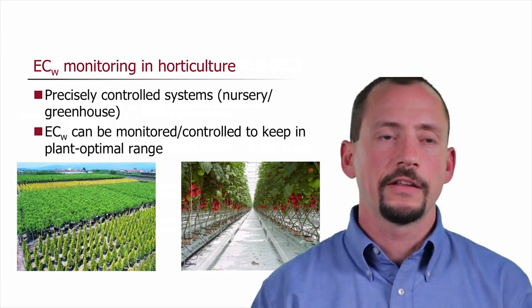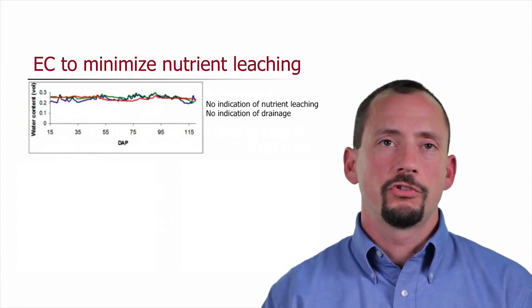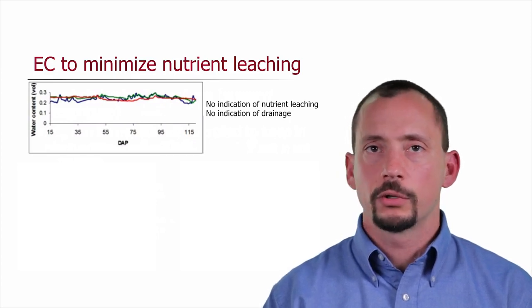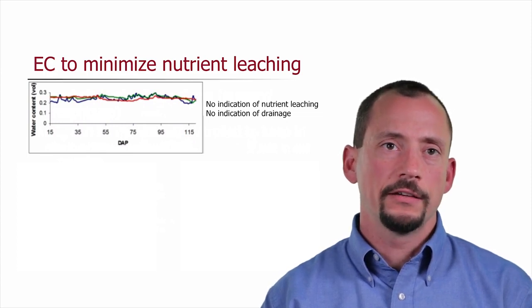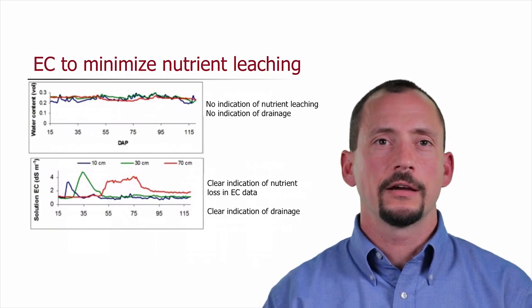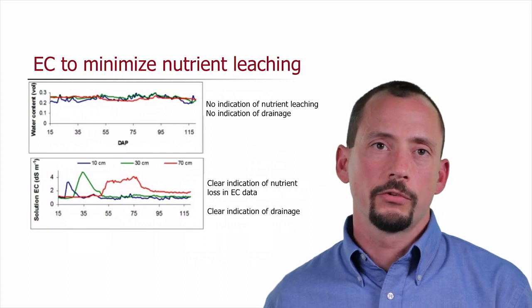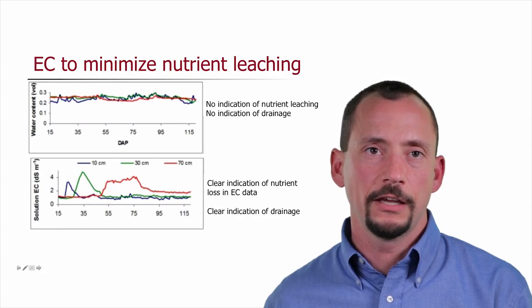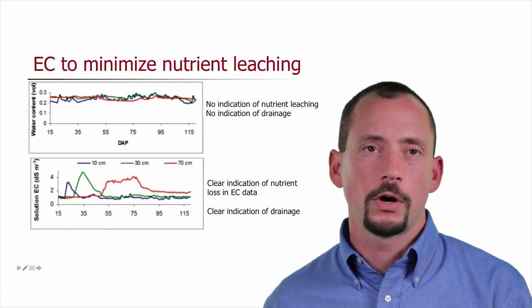So getting back to this data set that I showed you earlier, if in this case you were just measuring the water content of the soil, you really don't have any indication of nutrient leaching or any indication of drainage. But if you couple these water content data with electrical conductivity data, then you can see pretty clearly that you're leaching nutrients through the root zone. The blue trace here is the 10 centimeter trace, and there was a fertilization event here that increased the electrical conductivity, even though we didn't see any increase in water content.